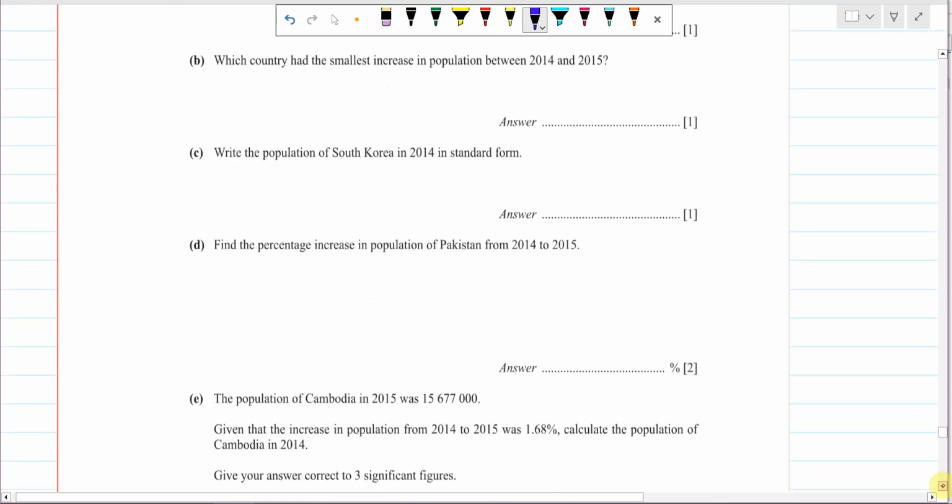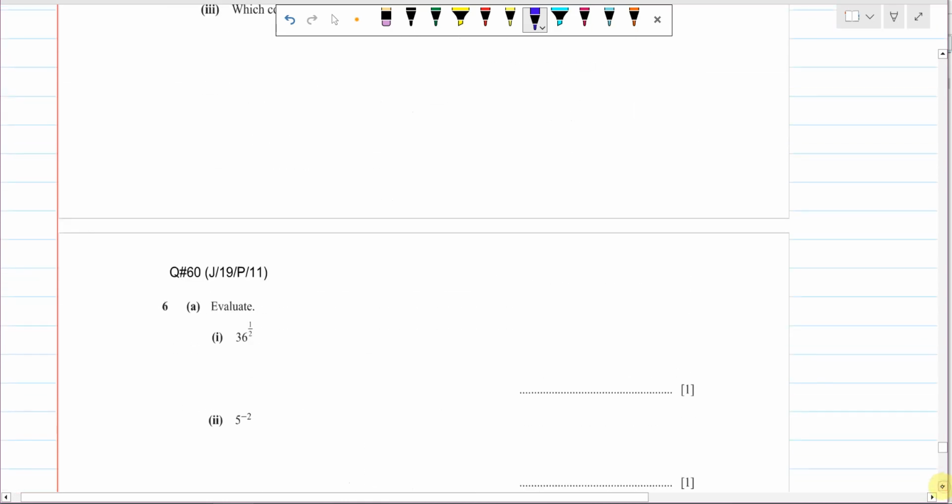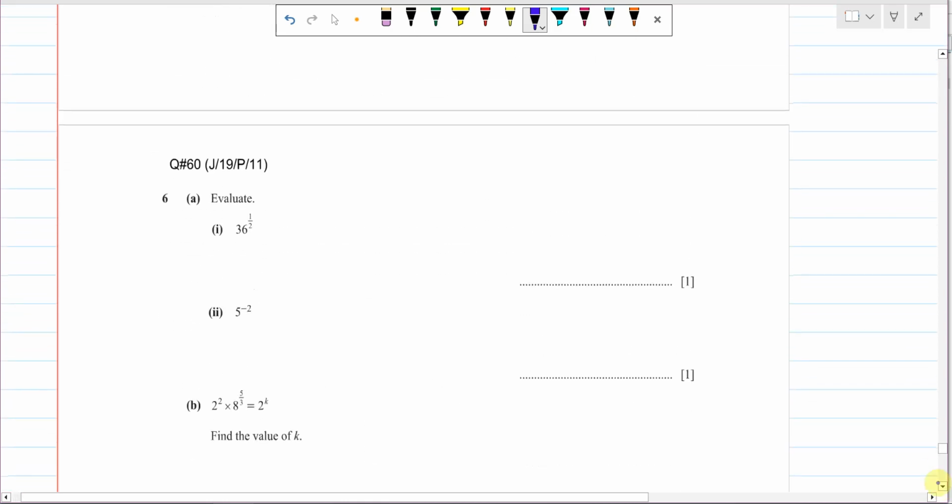All right, so it's June 2019, 36 power 1/2, that means 6² whole power 1/2, 2 and 2 cancel, it will be 6. 5 power -2, it will be 1/5 power 2, that is 1/25.